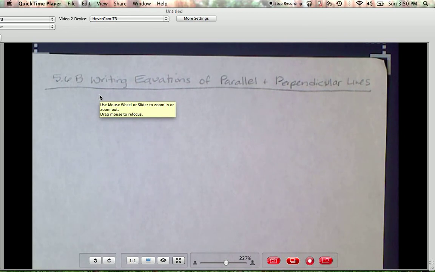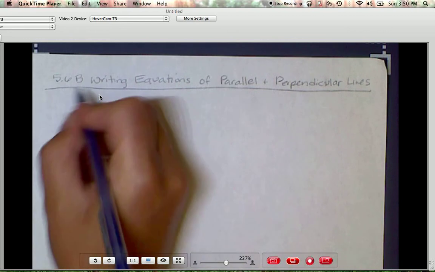5.6b is all about writing equations of parallel and perpendicular lines. You'll need to use your own paper to take notes today. The first example, we're going to jump right into the examples.